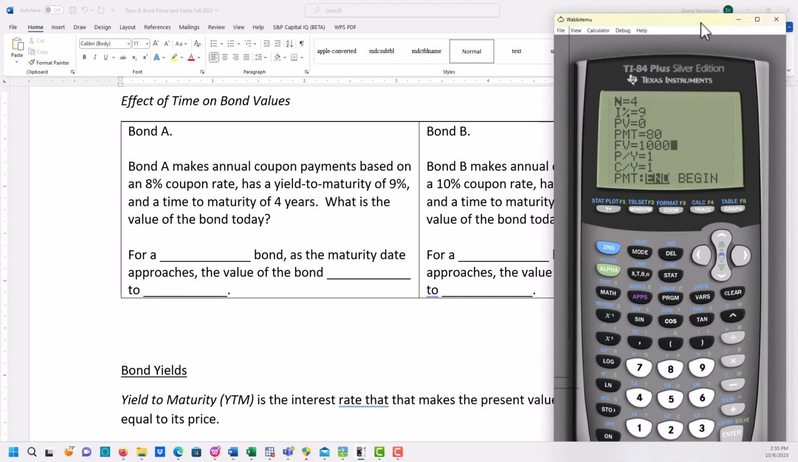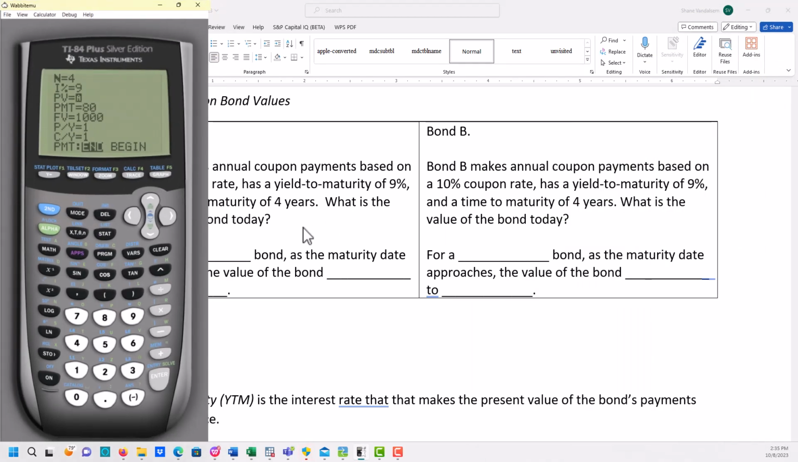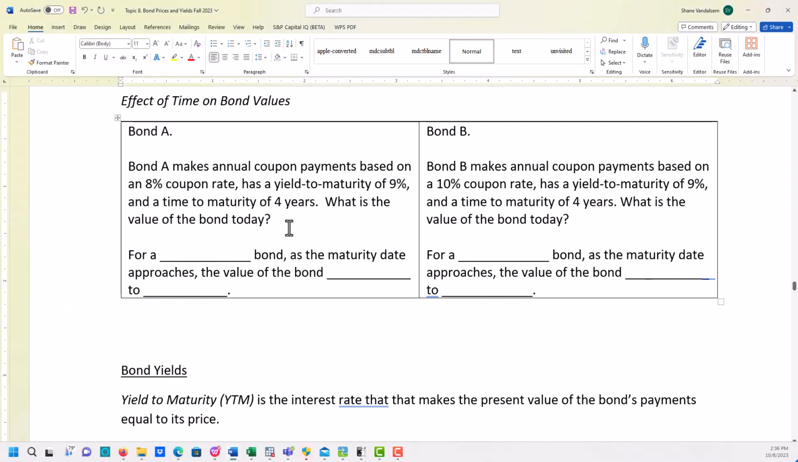Okay, so I've got all my inputs in there. Now I need to calculate my present value. To do that, I'm going to press alpha and then enter. It tells me the value of that bond today is $967.60. So the value of the bond today is $967.60.